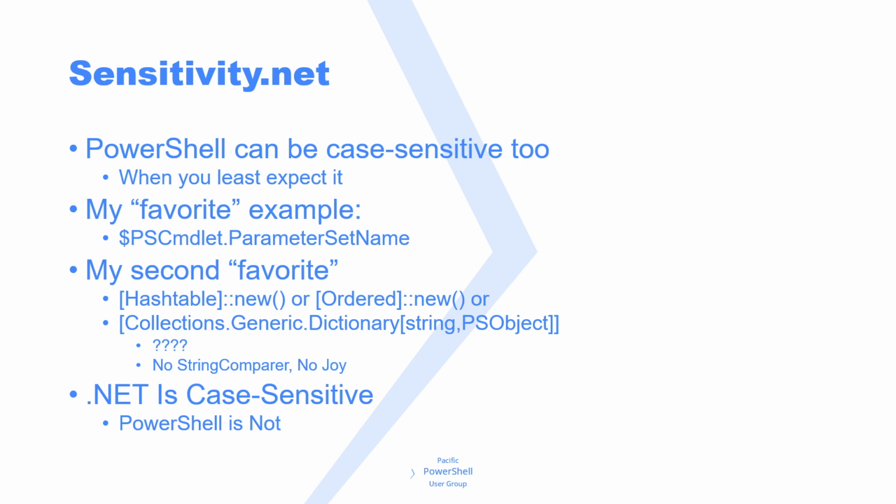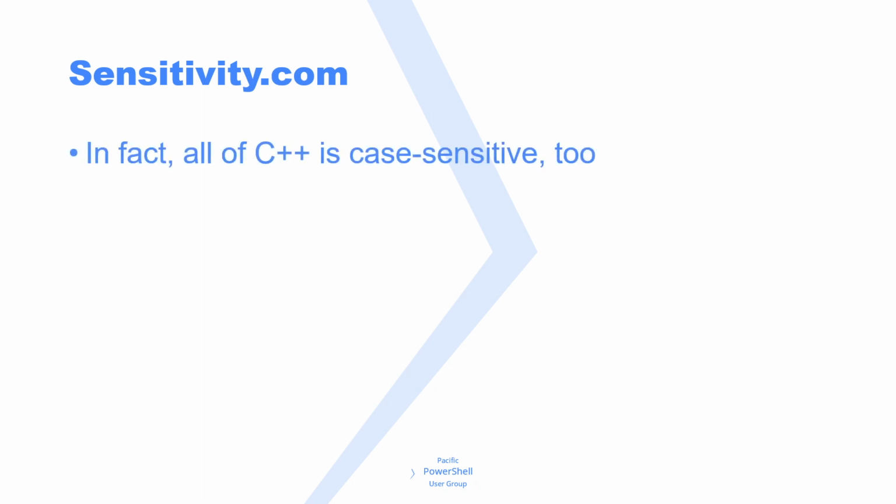Thank goodness that's it for .NET. We don't have any more, right? No. What? I mean, we did .NET. You didn't think we were going to do .COM? Because case sensitivity goes way back. All of C++ is case sensitive, too. Canonically, it's a case sensitive language. So is C. So basically, the entire history of computing has been case sensitive.